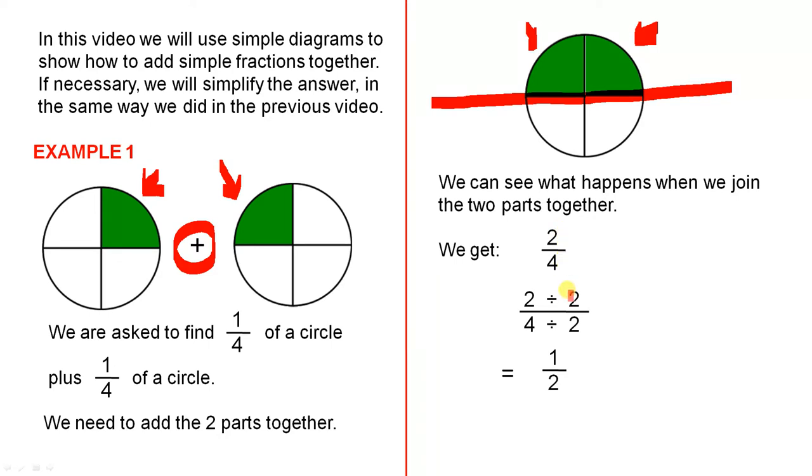2/4. Now, as we did in the previous video, we are going to find something that divides into 2 and into 4 evenly. The largest number, well, that's easy. The number is 2. 2 divided by 2 is 1. 4 divided by 2 is 2. So the answer is 1/2. So 2/4 is actually 1/2. So we have seen how a quarter plus a quarter gives you 1/2.